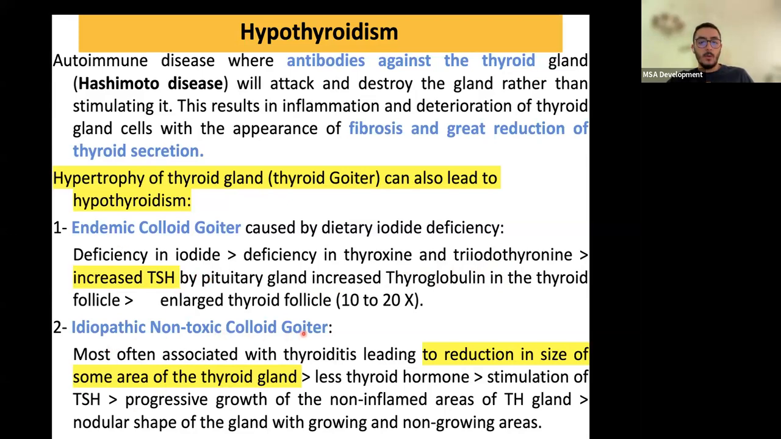Idiopathic non-toxic colloid goiter is associated with thyroiditis, leading to reduction of the size of some area of the thyroid gland. So we have inflammation of the thyroid, causing reduction of the size of the thyroid gland, less thyroid hormones against stimulation of TSH, and progressive growth of the non-inflamed areas of the thyroid gland, causing goiter. So here in idiopathic non-toxic colloid goiter, we have a healthy part of the gland that can grow bigger because of the continuous secretion of TSH and its stimulation of the thyroid gland.